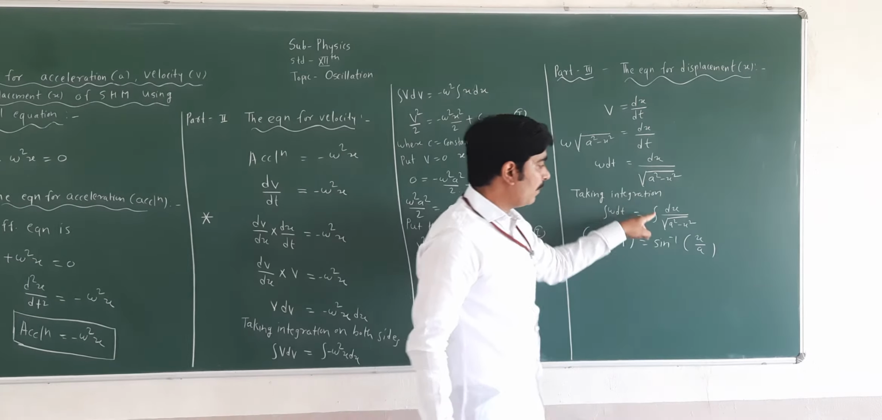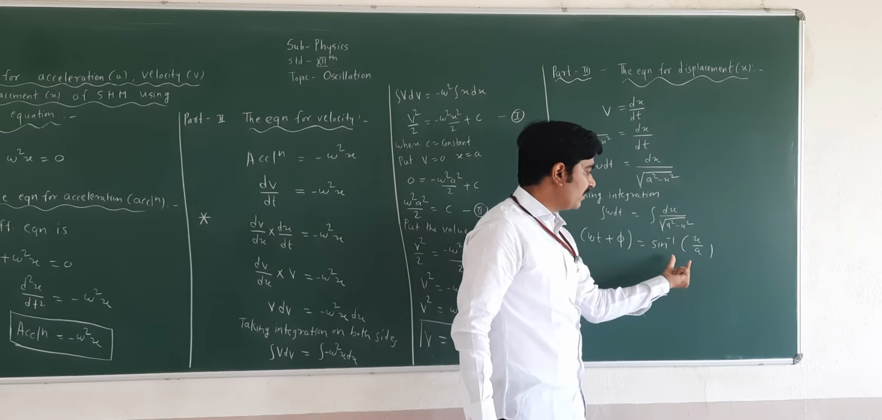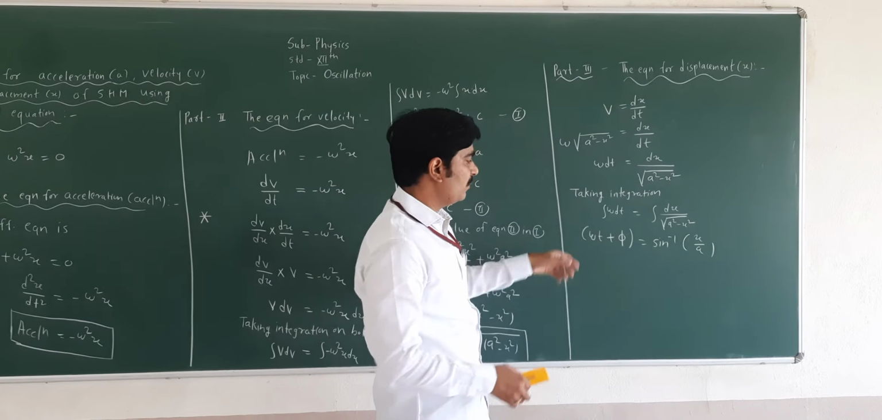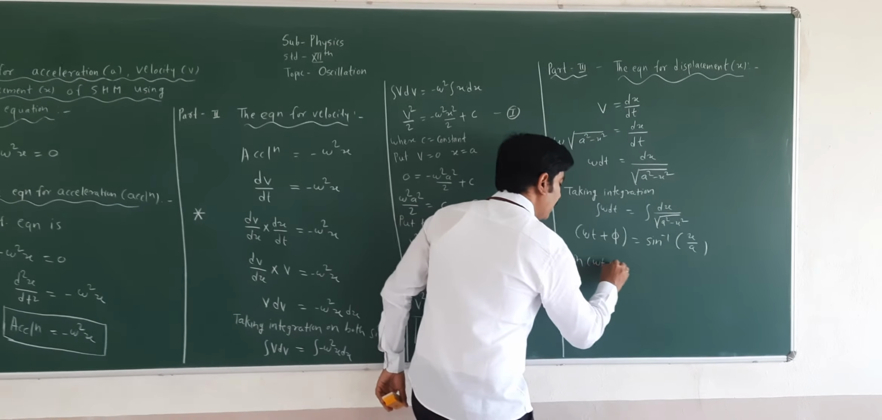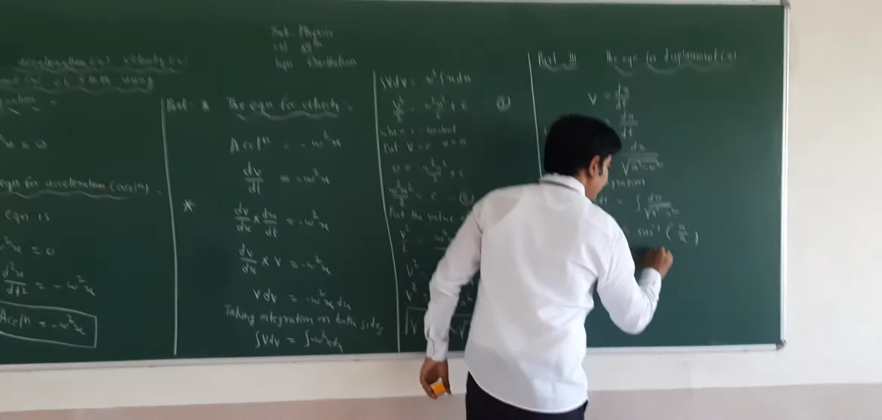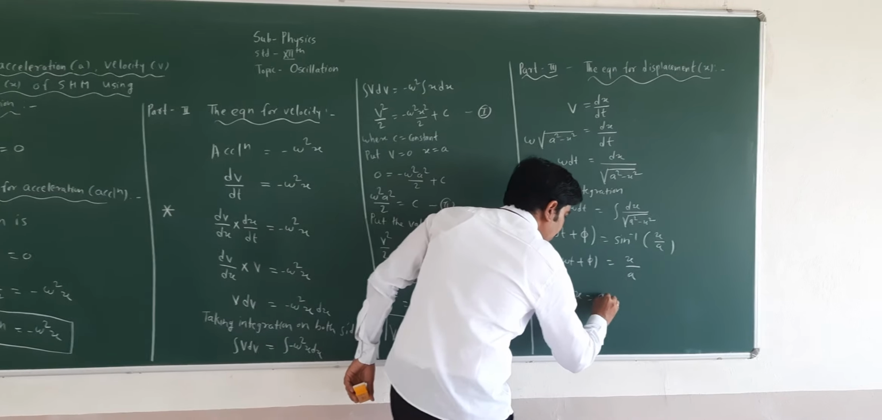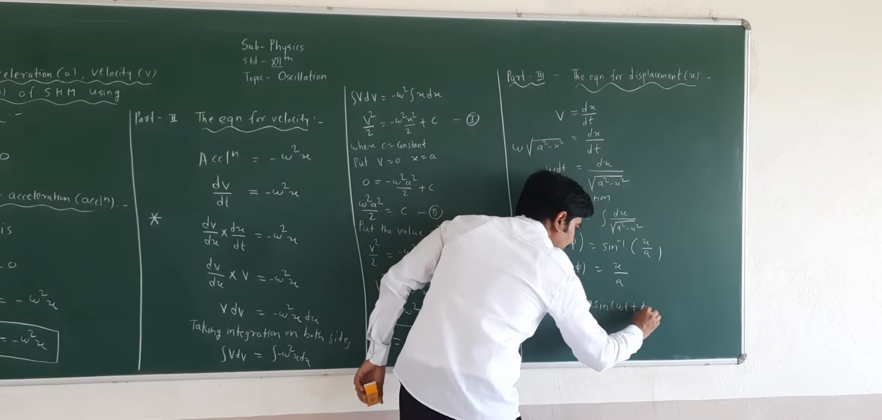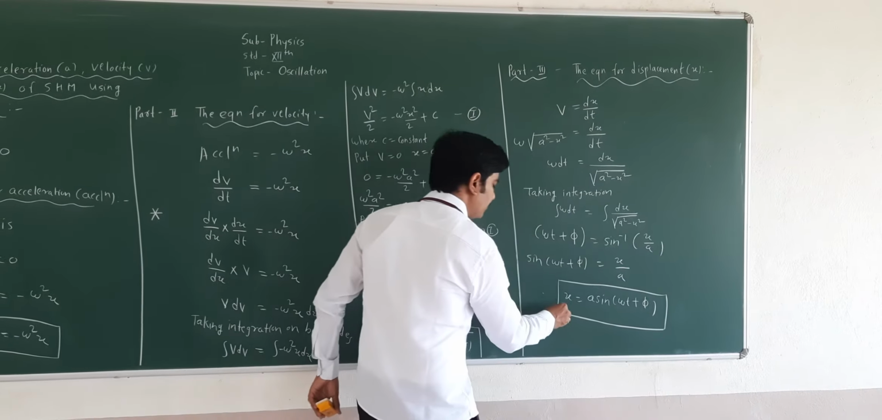Integration of 1 upon under root a square minus x square has the value sin inverse x by a. So that we have to take. So take the sin on this side. So it will become sin of omega t plus phi is equal to x by a. Therefore, x is equal to a sin omega t plus phi. So this is the equation for displacement.